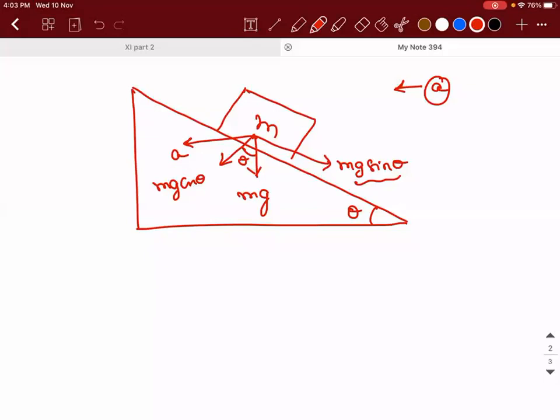Yeah, tell me now. This is theta. So what do you want me to do? You want me to resolve it into components. This is 90 minus theta. Then if I take it like this, it will be theta. Yes, sir. This will be a cos theta. Tell me. This is a cos theta. Okay, next. Sir, m a cos theta.